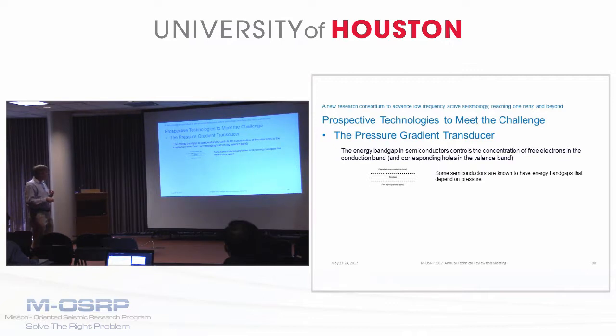So how that works is, the energy band gap in semiconductor materials controls the concentration of free electrons in the conduction band and corresponding holes in the valence band. And it's known that there are some semiconductor materials out there that have energy band gaps that are sensitive to pressure. What happens is when pressure increases in these materials, the energy band gap increases, and that reduces the free carrier concentration.